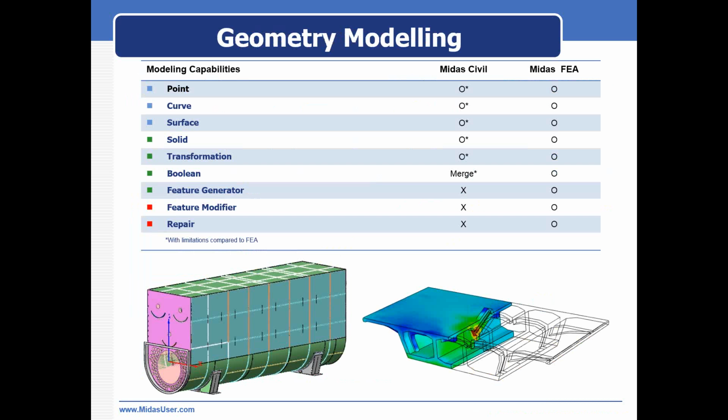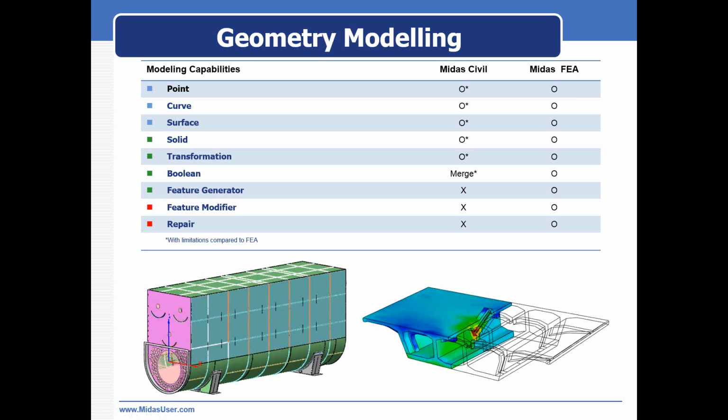Now when we talk about geometry modeling, Civil also has geometry modeling capabilities, like we can model points, curves, surface, solid, transformation is possible, but all these are with some limitations compared to FEA, whereas FEA has some additional features like feature generator, feature modifier, repair of geometry, which is not at all available in Civil. Using these features, completely fully supported in FEA, we can model any sort of complex geometries that you see at the bottom very easily. I'm not going into much detail.